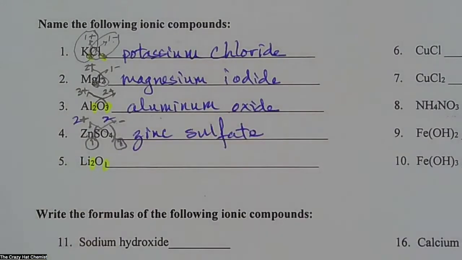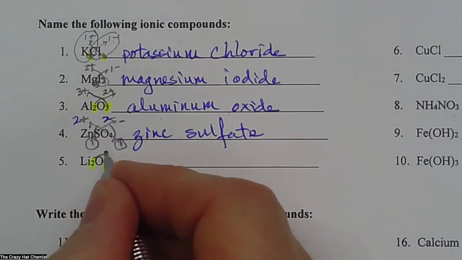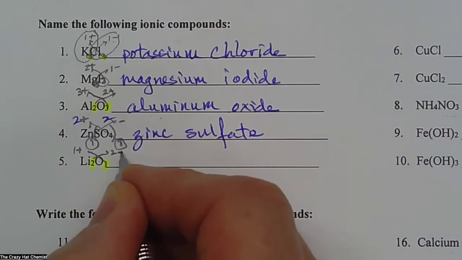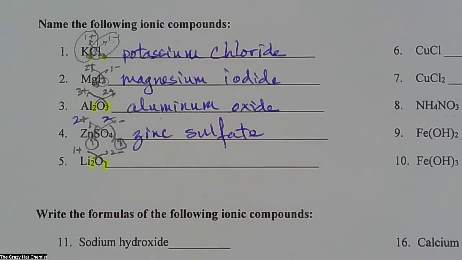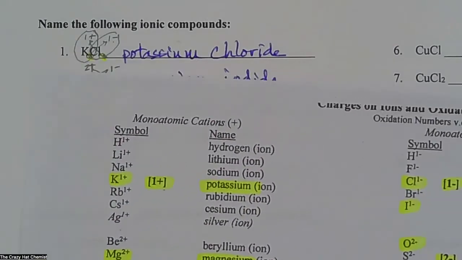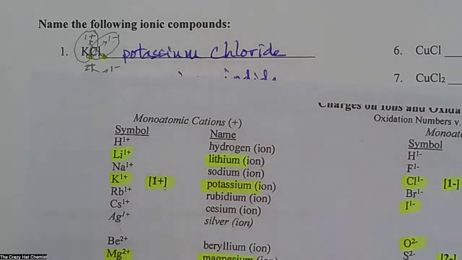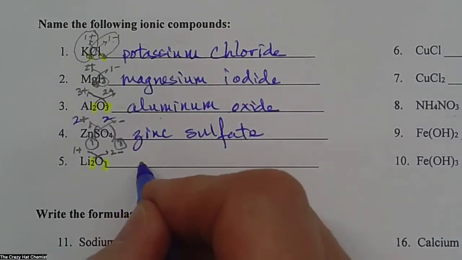Perfect. I'm going to take this number right here and this number right here. That's a 2 and a 1. I'm going to flip those numbers, bring them up. That 2 comes up over here. This 1 comes up over here. That's a cation. That's an anion. I'm going to find Li, that is a 1 plus. So I'm going to look on my sheet of paper here. I'm going to find an Li that's 1 plus. That's lithium. So lithium.